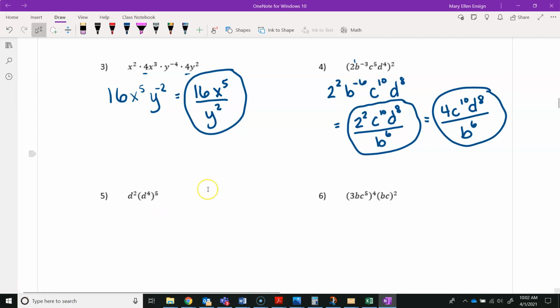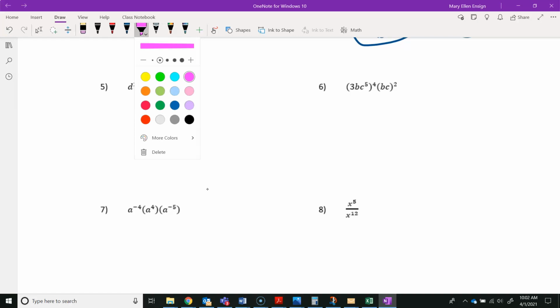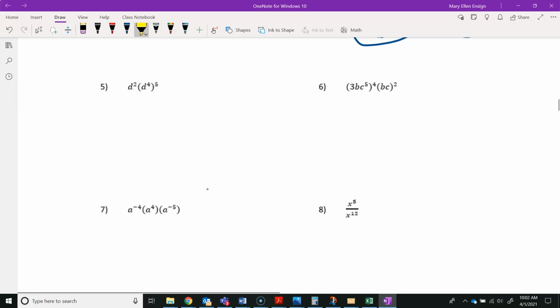Okay, and the next one, we have a combination of a couple things. We have d squared, and then d to the 4th to the 5th. And remember, we talked about this before, that the exponent only goes with whatever it's right next to. So d to the 4th is what's being raised to the 5th power, that's all. And you can kind of think of order of operations in a way where I need to do those exponents first and then multiply. So I have to do that part first. So I'm going to have d squared times d to the 20th. Okay, I multiplied 4 times 5.